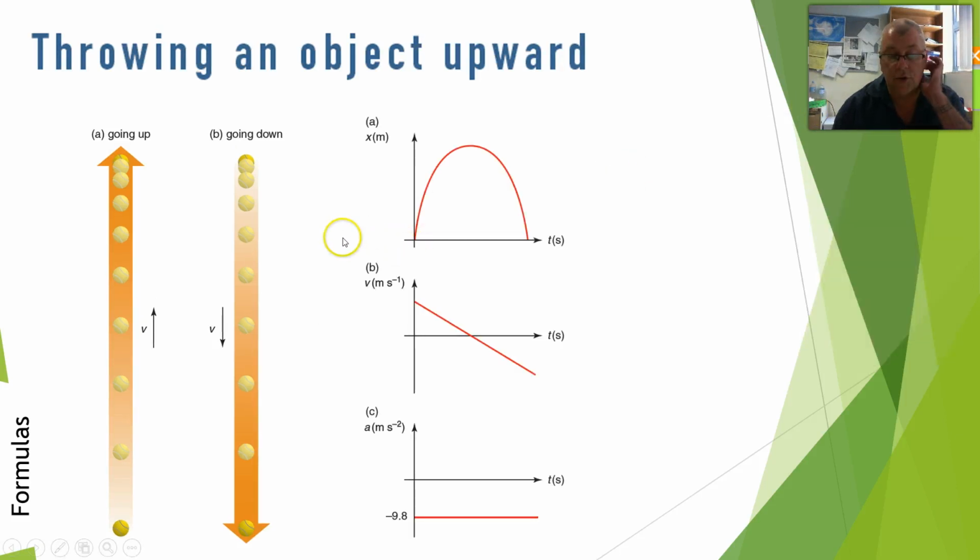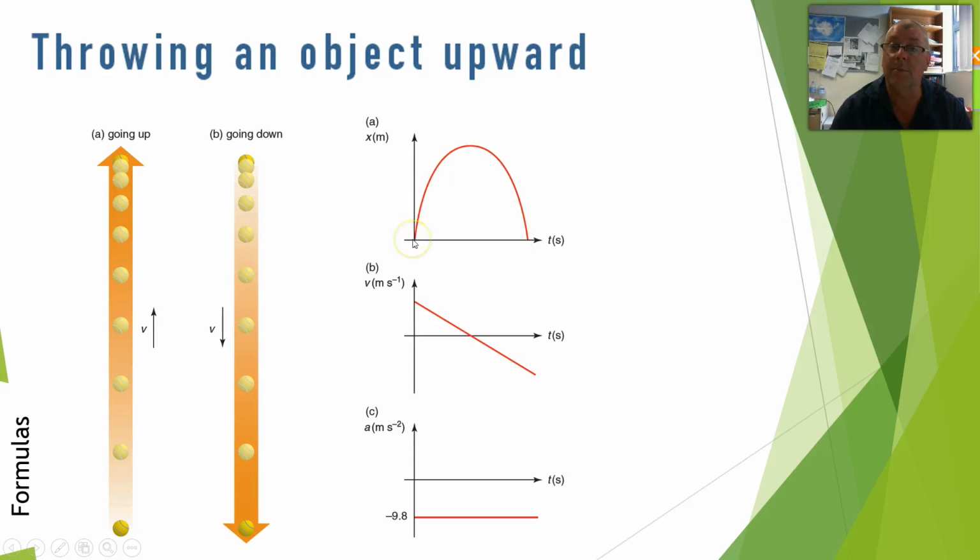So here are the motion graphs that describe this up and down motion. We're throwing a ball up and catching it at the same height. x is its displacement in meters and time. It rises up, reaches its maximum height, and comes back down. Now notice that this is a curve. It's not a straight line.